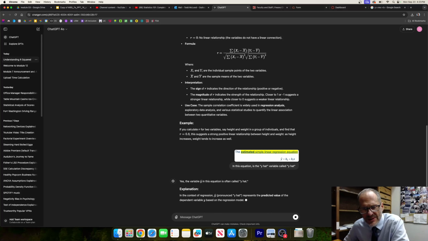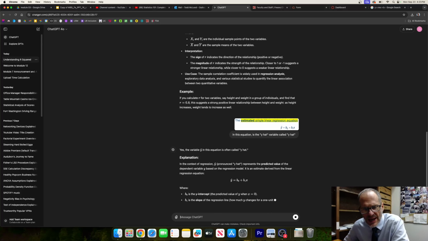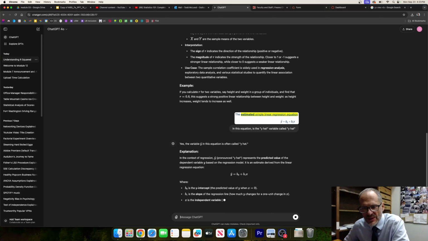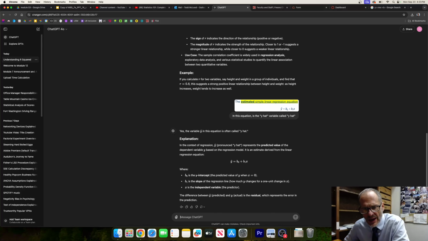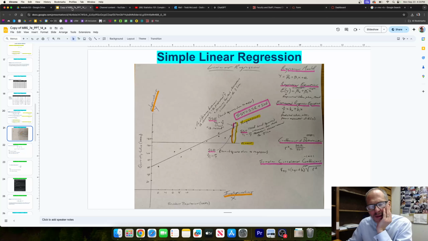Yes, the y variable in this equation is often called y hat. In the context of regression, y hat represents the predicted value of the dependent variable y based on the regression model. It is an estimate derived from the linear regression equation y equals b0 plus b1x. Why they didn't write y equals mx plus b, which is what we're familiar with from algebra, I don't know. Statistics doesn't do a very good job of making things simple and clear.